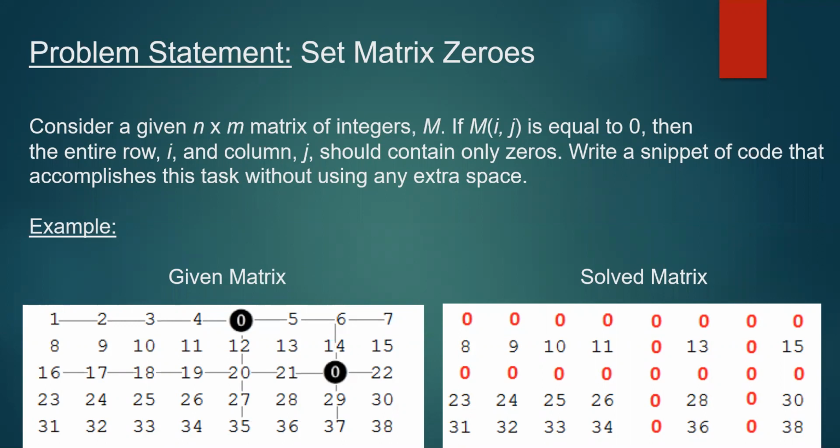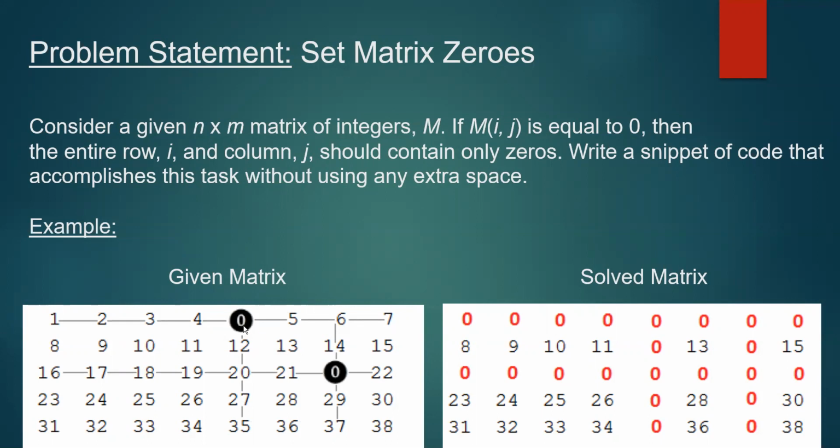That's the condition here. For example, this is the given matrix. You can see here it's a 5 by 8 matrix, with 5 rows and 8 columns, right? And we can notice two zeros in this matrix, indicated in black.